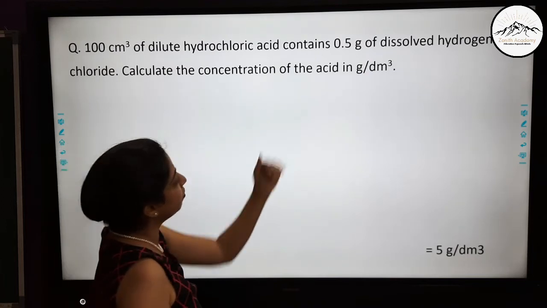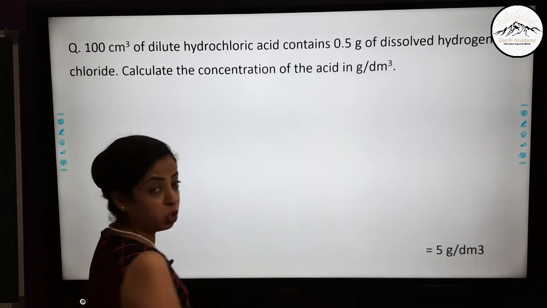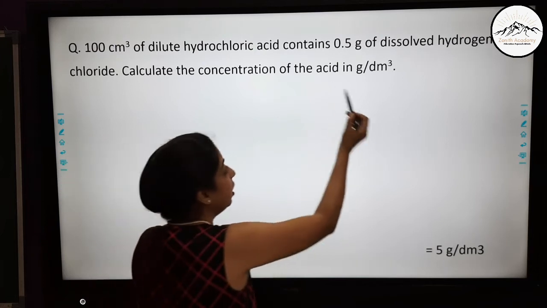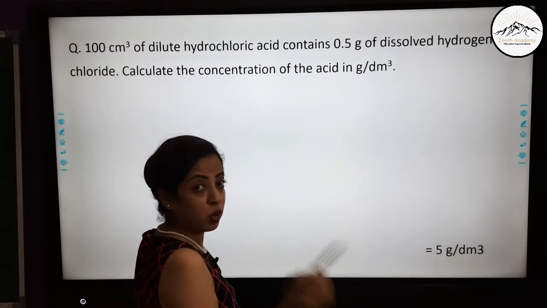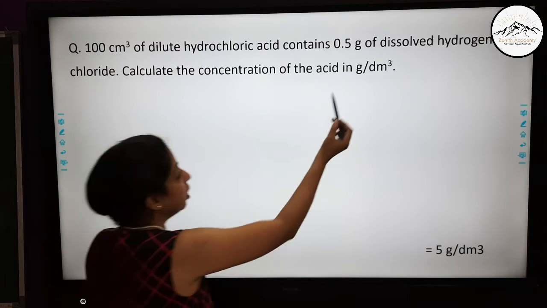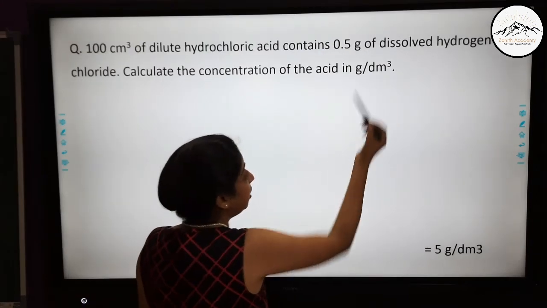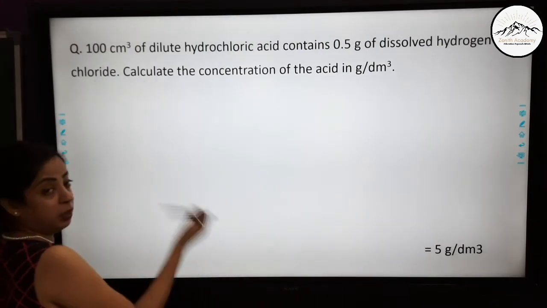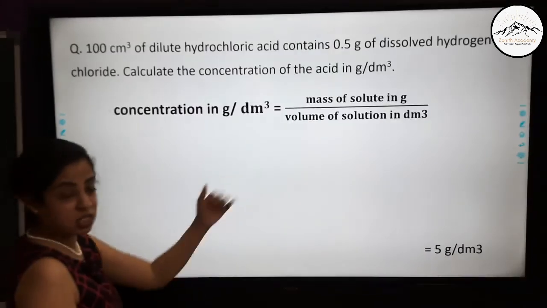Calculate the concentration of the acid in gram per decimeter cube. You will always be asked to find in gram per decimeter cube, so read the question very carefully. They have asked in gram per decimeter cube, but they have given the volume in centimeter cube. So we will apply this formula.